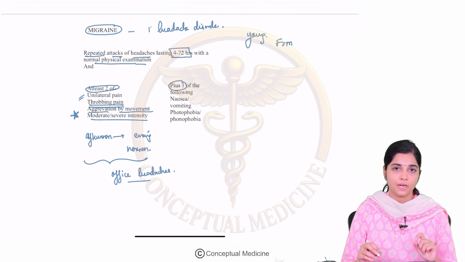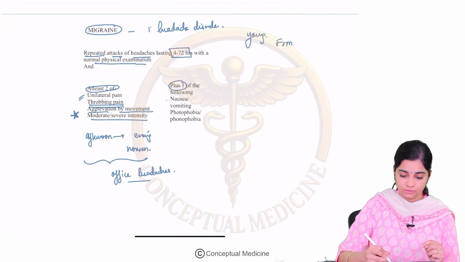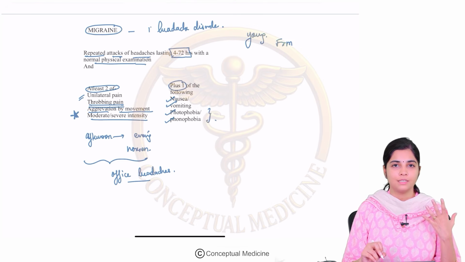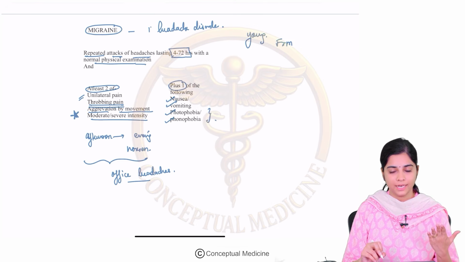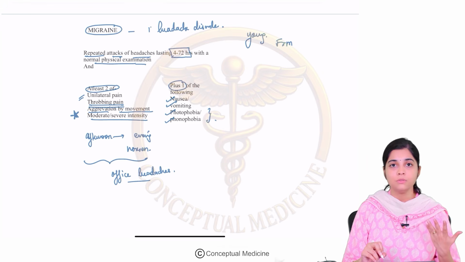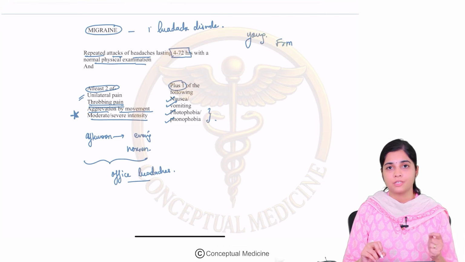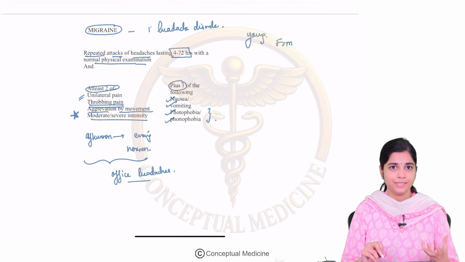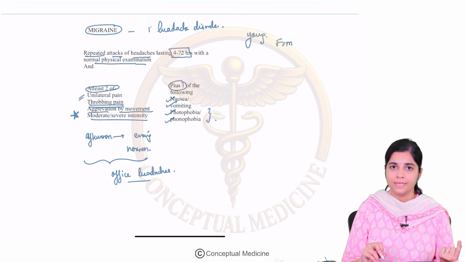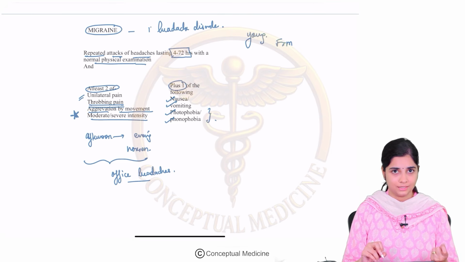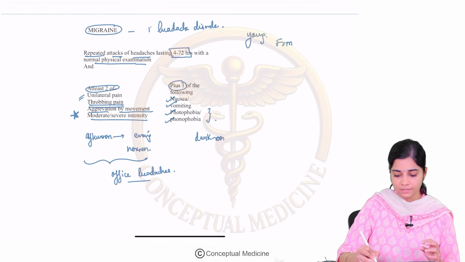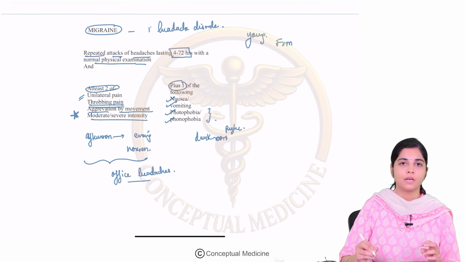Plus one of the other following features: it is associated with nausea, vomiting, photophobia and phonophobia. What is the meaning of photophobia and phonophobia? Photophobia means difficulty or extra sensitivity to light. Phonophobia means high sensitivity to sounds. So how will a migraine headache patient present? They will have difficulty in concentrating, a lot of irritability, and even a light or a sound impulse is going to irritate them, right? They will prefer taking rest in a dark room.